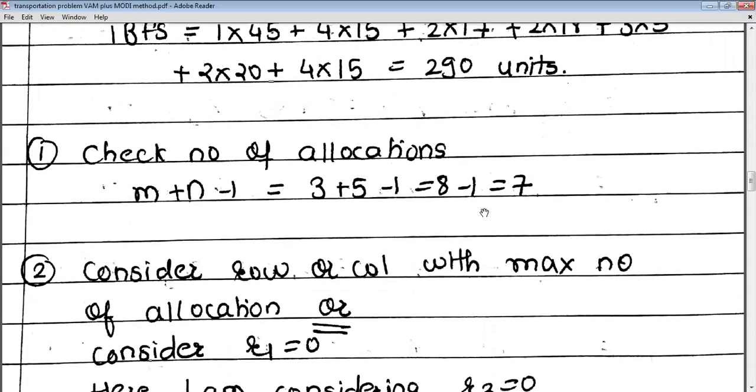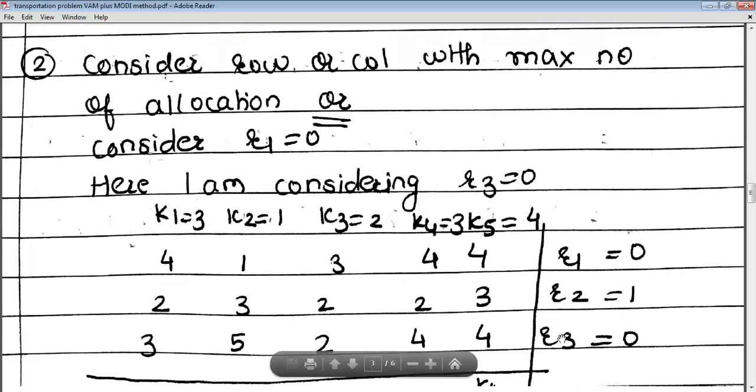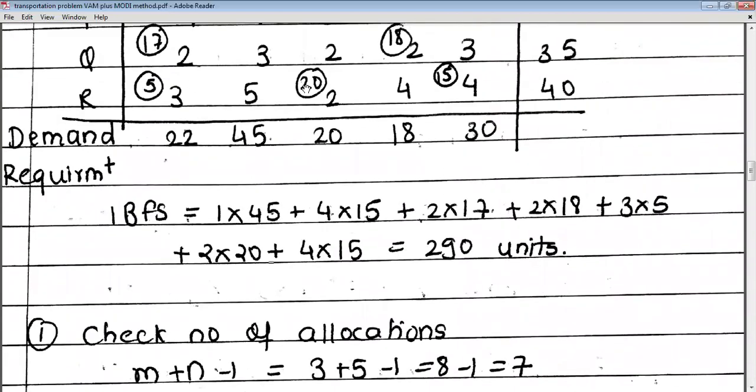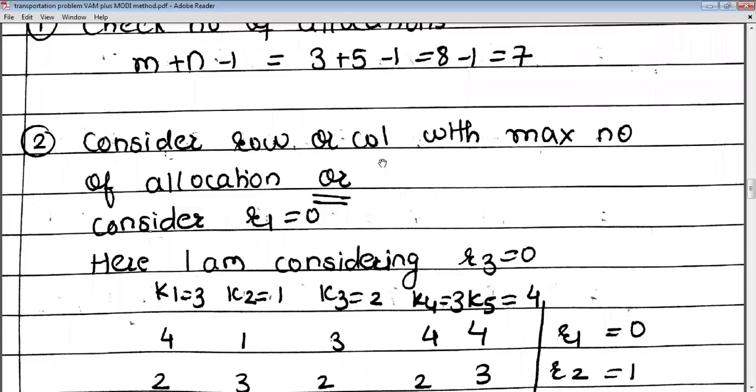First we have to allocate R and K. You can see I've allocated R1, R2, R3 for rows and K1, K2, K3, K4, K5 for columns. Now you have to consider the row or column with the maximum number of allocations, or by the stepping stone method you can just consider R1 equals 0. But in this case I'm considering R3 equals 0 because row 3 has the maximum number of allocations. If R3 equals 0, you can calculate K5, K3 and K1. In this way, first we calculate the row and column values.